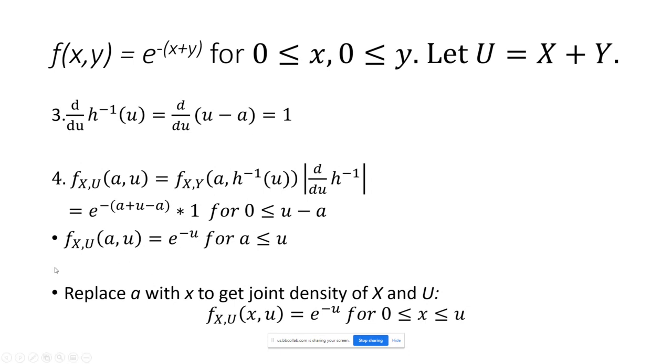All right, so currently we still have a as a constant put in for x. So to get the joint density of x as a random variable with u, we need to replace the a's with x's. So we get that the joint density of x and u is e to the negative u for 0 less than or equal to x less than or equal to u.